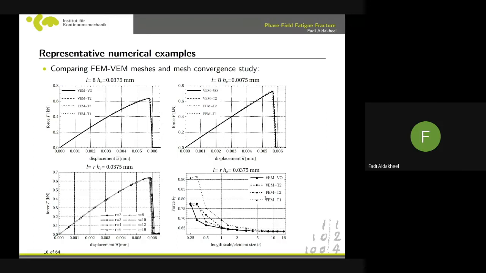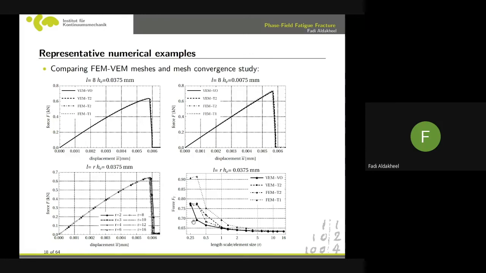In fact, you can also get this kind of evolution of the length scale from experiments. If you have some experiments, we have some, I will show you later. In general, as also comes from our own investigation with Christian Miehe, two elements is approximately a good approximation of the length scale to start the fracture. Right. So, here's the fracture, or let's say the force at this point, right?